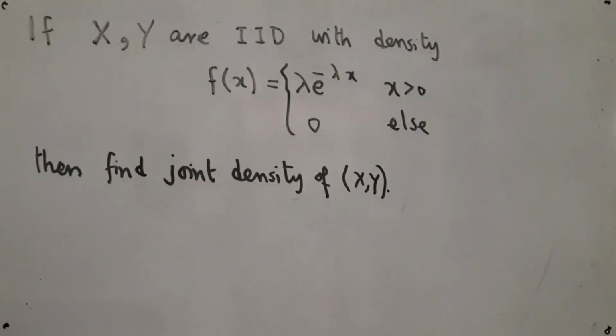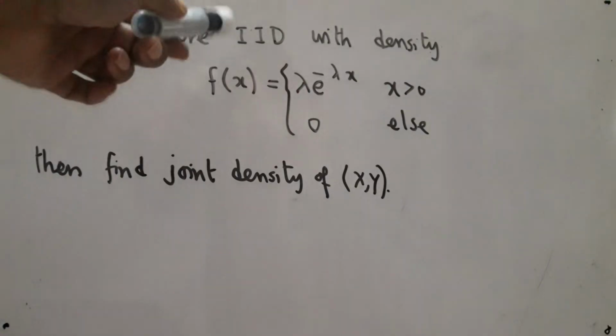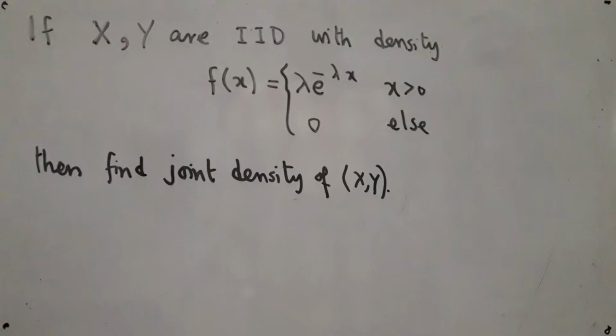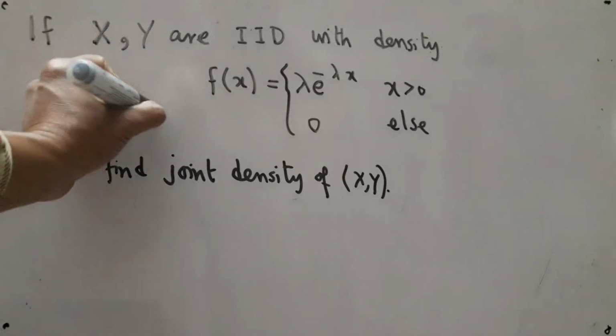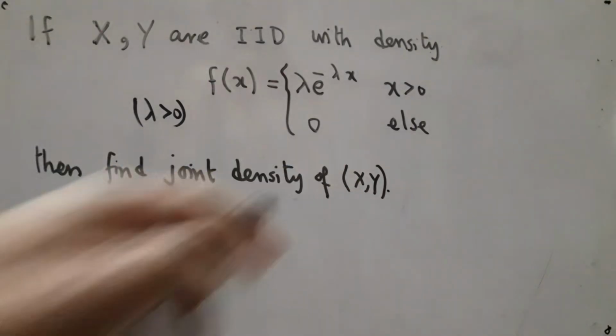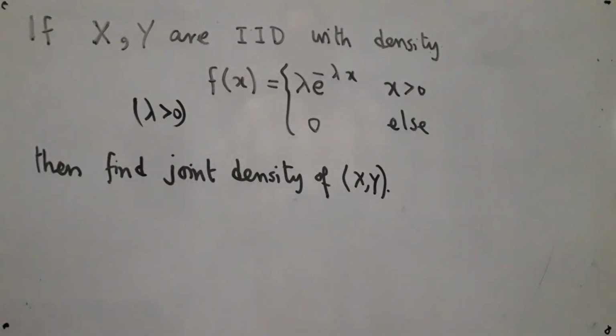If I have two jointly distributed random variables X and Y that are independent and have the same density given by this, where lambda is something which is positive, then your job is to find the joint density of the pair X, Y.